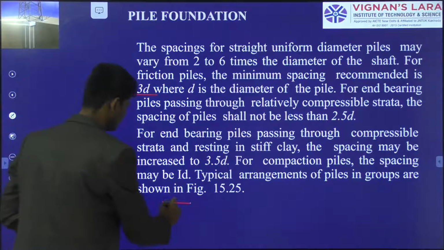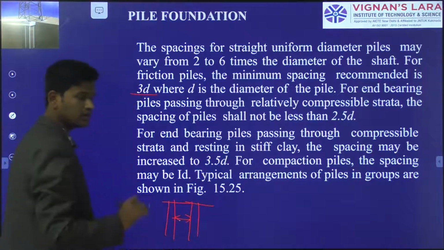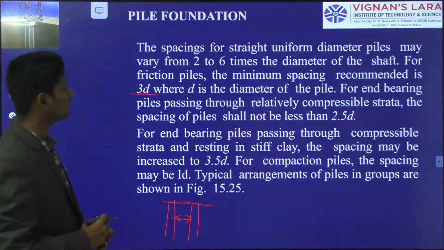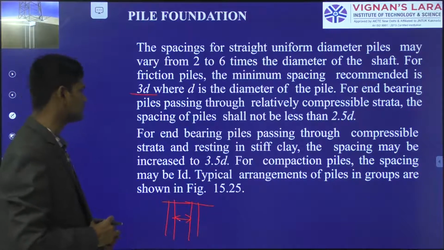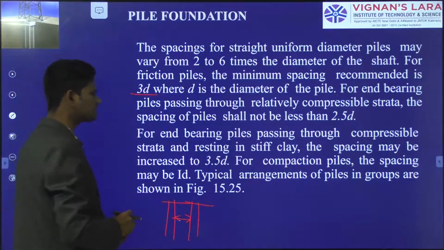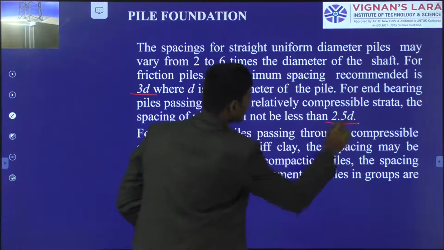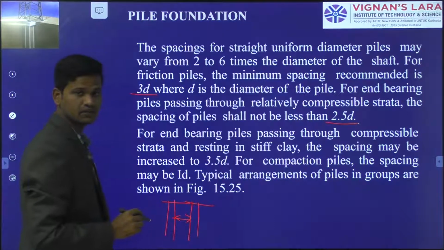For friction pile, suppose you are inserting one friction pile, the minimum spacing you are inserting here should be 3 times the diameter of the pile. For end bearing pile passing through relatively compressible strata, the spacing of piles shall not be less than 2.5 times the diameter of the pile.